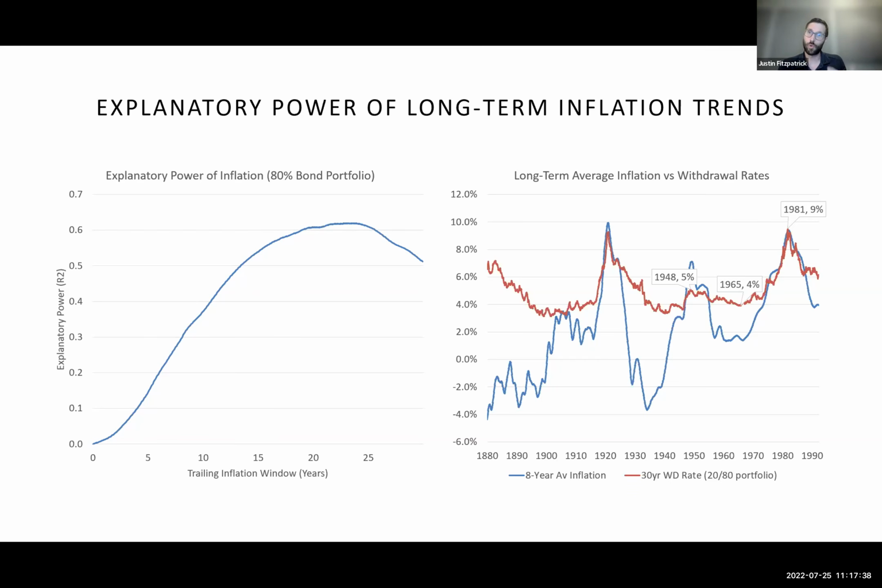Basically, historically, when inflation has been very high for longer periods of time, people have typically been able to withdraw more from their portfolio going forward. When inflation has been very low for long periods of time, people have been able to withdraw less from their portfolio. That can be a little counterintuitive, right? We think of high inflation as being a time of a lot of turmoil, and it typically is.